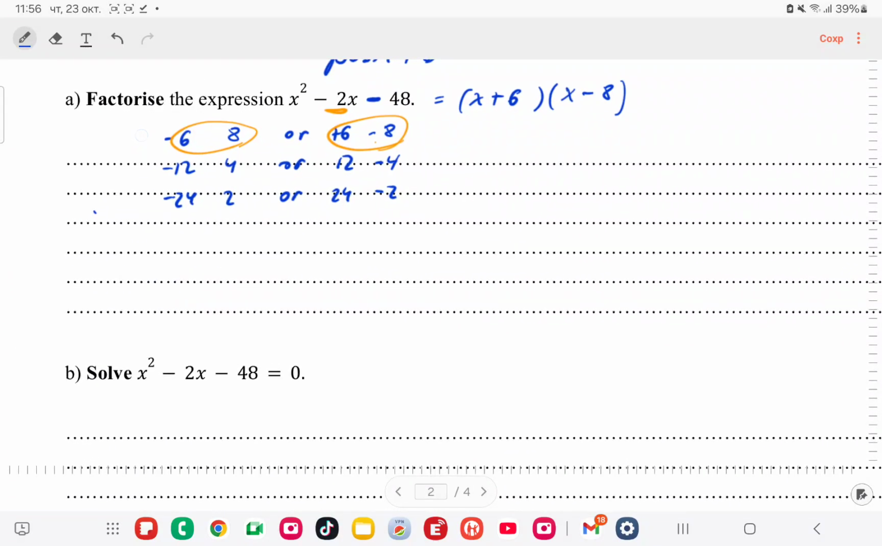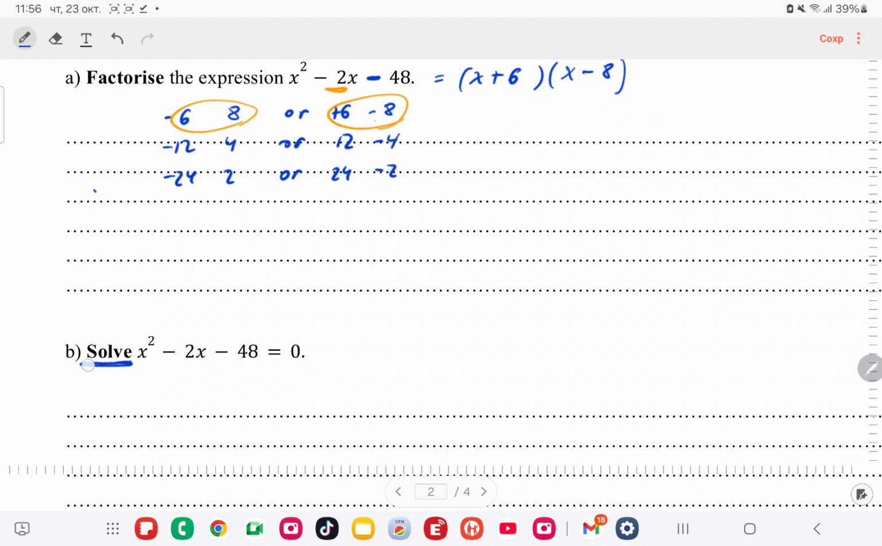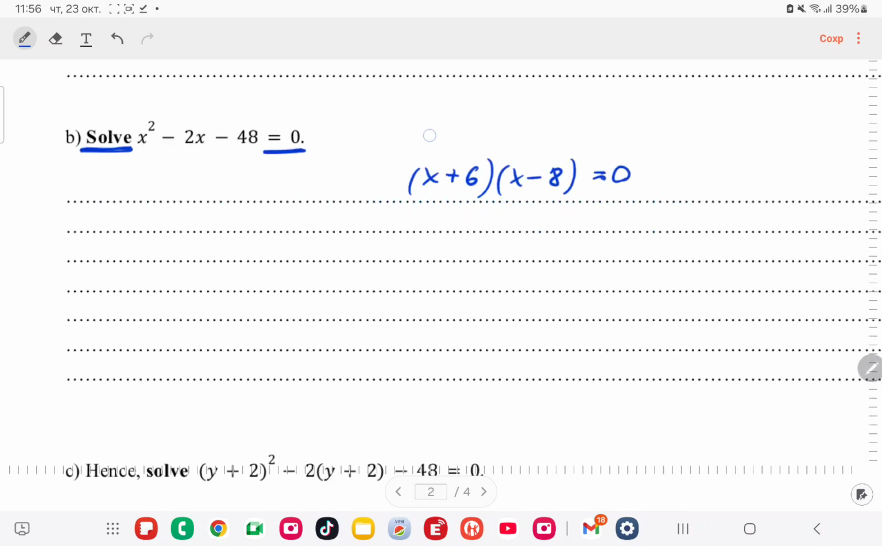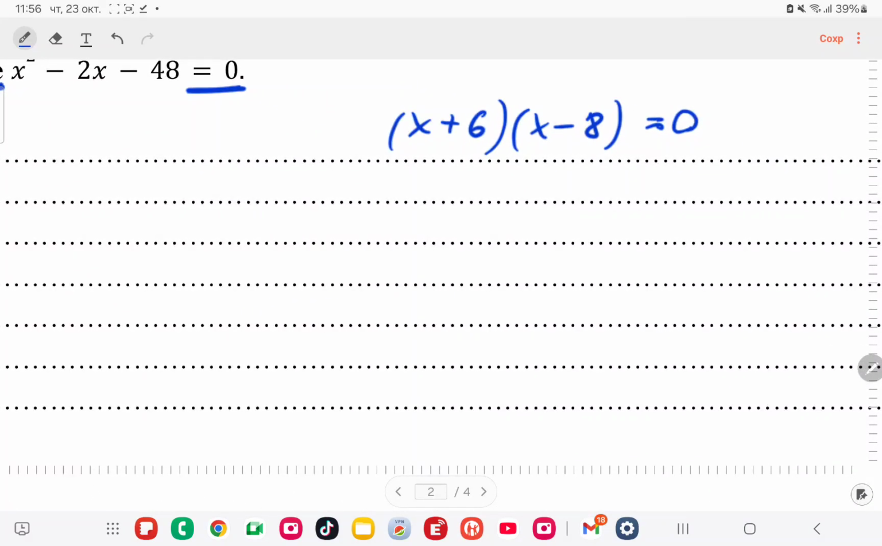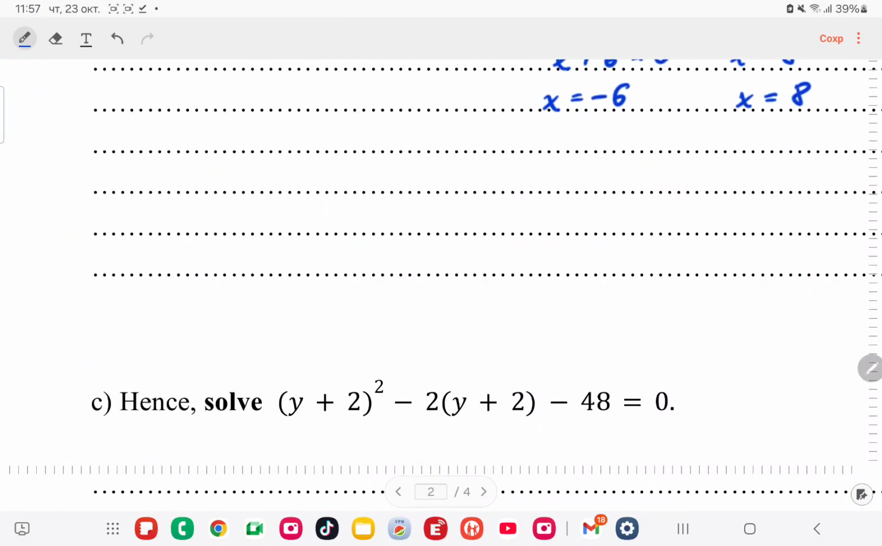Now, in the next example, it says solve the equation. Now it's equal to 0. Okay, let's write it down: x plus 6 times x minus 8 equals 0. We will use the zero product property. It means that the first factor is 0 and the second factor is also 0. Solving this, we will have x equals negative 6 and x equals 8. Done. Okay, now it says hence.